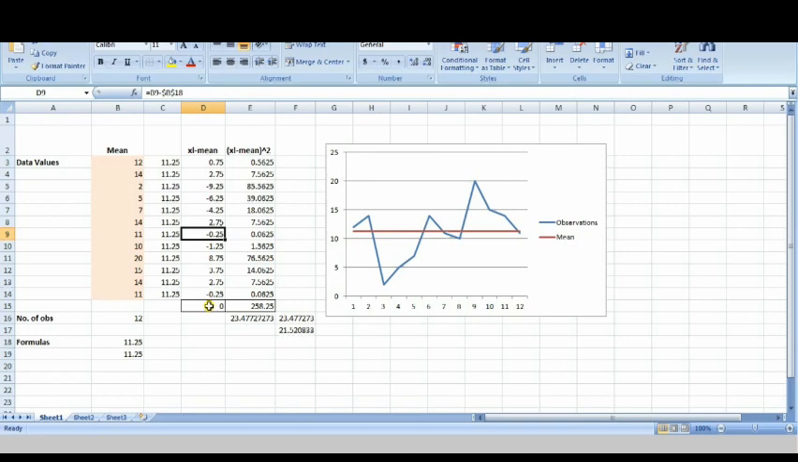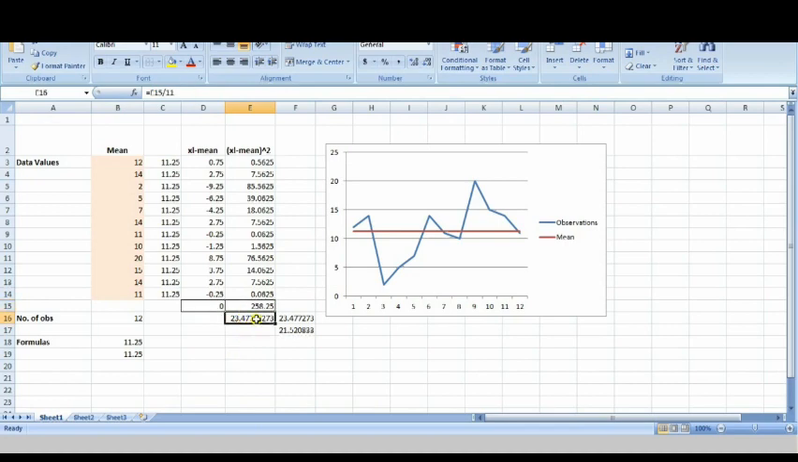Another way to get rid of the negative sign problem is to take the square of the deviations. So 0.75 square is taken here, 2.75 square is taken here. So you are squaring the deviations and then take the sum of the squares, okay, and then divide by the total number of observations. Now here forget that I am dividing by 11.